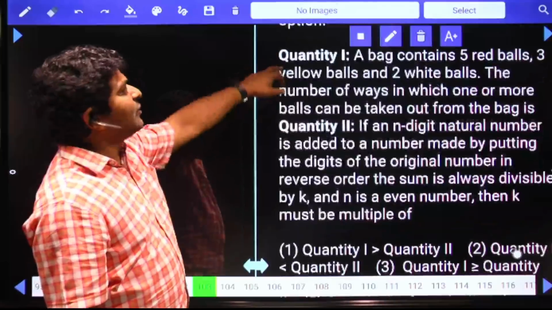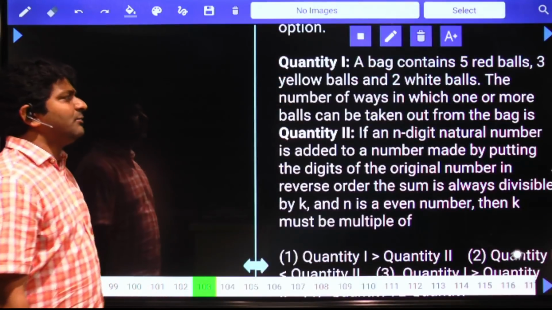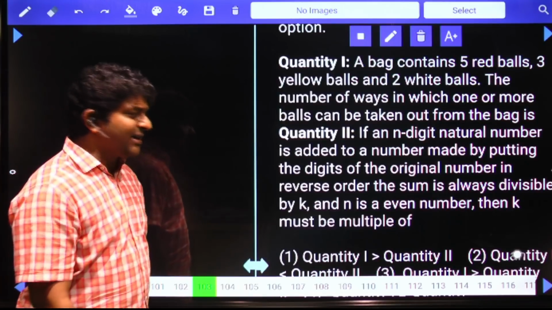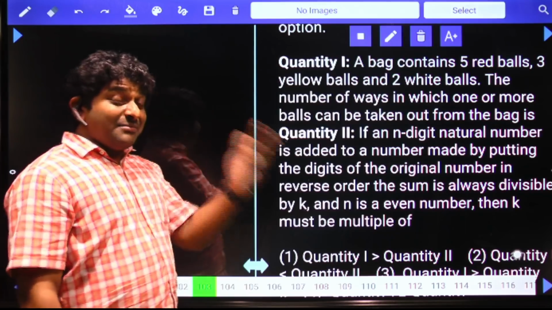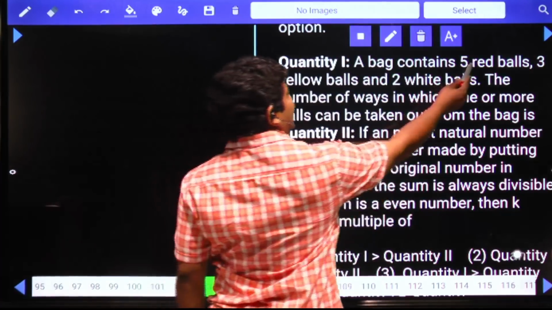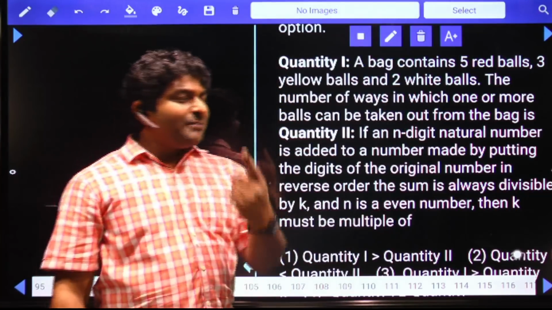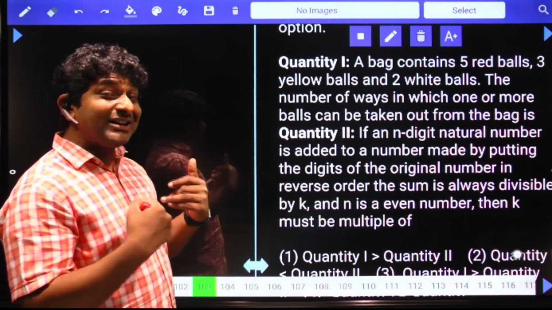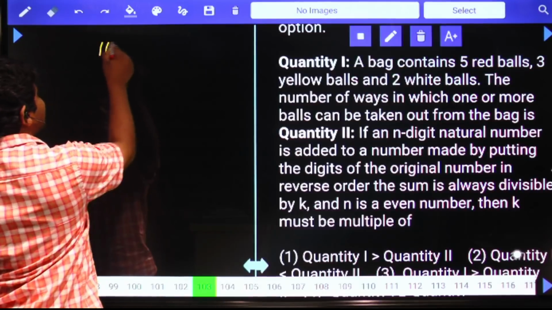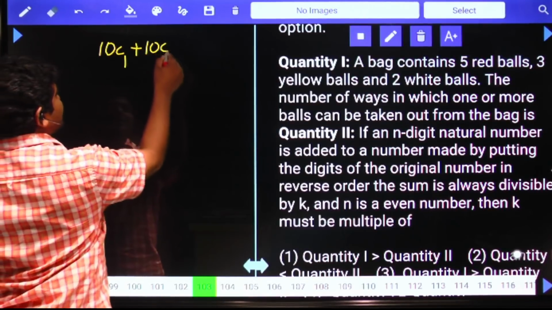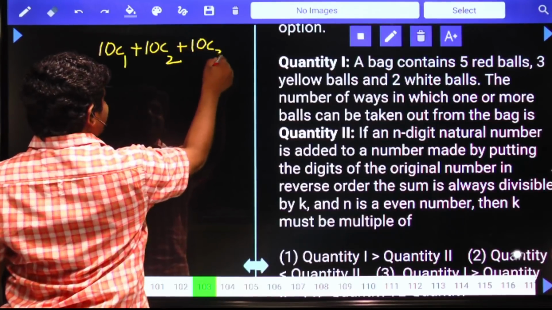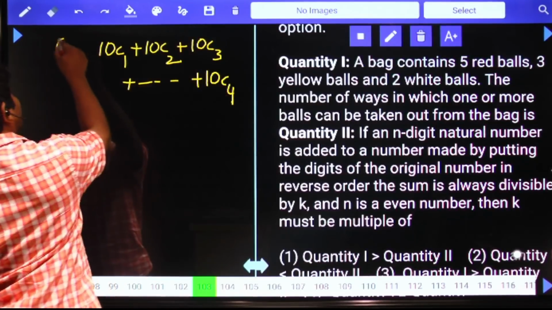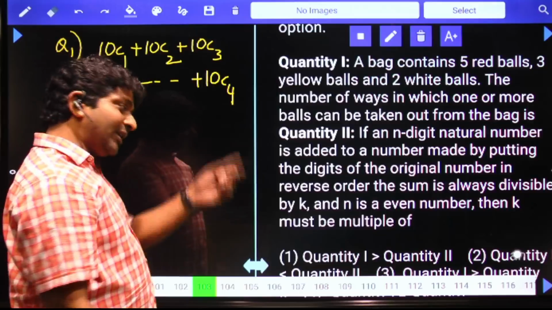Q1. A bag contains 5 red, 3 yellow and 2 white balls. The number of ways in which one or more balls can be taken out from the bag is? One or more balls can be selected in how many ways? Total how many balls are there? 10 balls. You can pick 1 ball or 2 balls or 3, 4, 5 balls, like that you have a chance to select even 10 balls. So that is 10C1 selecting 1 ball, 10C2 selecting 2 balls, 10C3 and so on, plus 10C4. Don't calculate this. Leave it. We will consider that later.